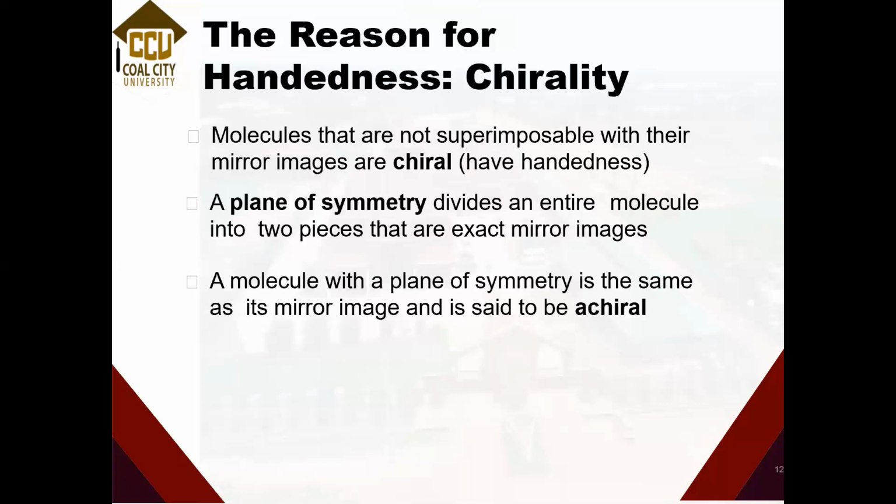Now, a molecule with a plane of symmetry is the same as its mirror image and is said to be achiral. So any molecule that is not chiral is said to be achiral. That means once it has a plane of symmetry, then it is achiral. That means it will not have chirality. We will see this one. We'll begin to look at the polarimeter and see how we measure chirality.